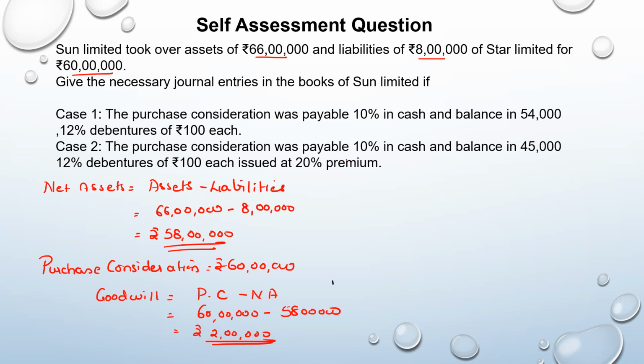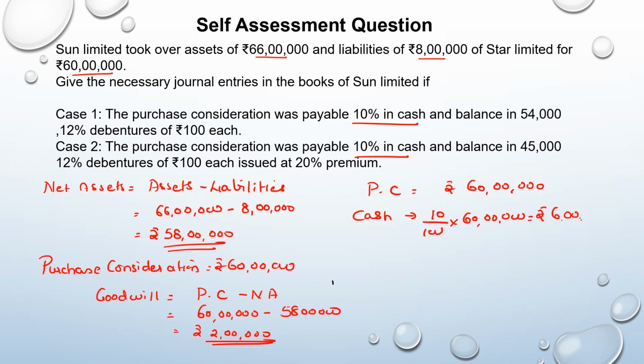Now, the second part, which I normally showed you, the calculation of number of debentures to be issued, is not required for this question because they have given how many debentures were issued. And here partly the purchase consideration is being discharged by cash. Now how much is that? In both the cases, it was payable 10% in cash. So the purchase consideration amount which was agreed upon is 60 lakh. Out of that, 10% of the 60 lakh, that is rupees 6 lakh, is being discharged in cash.